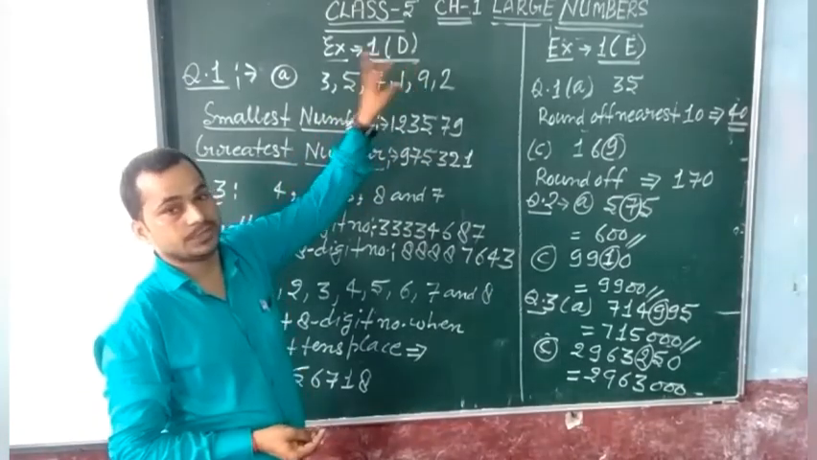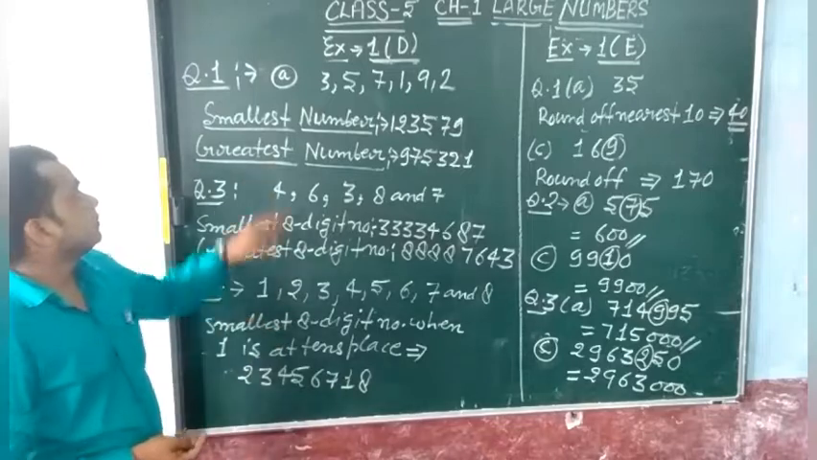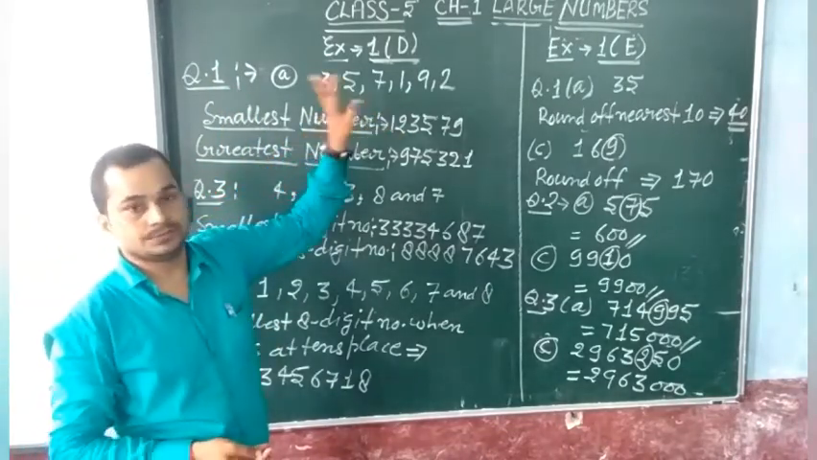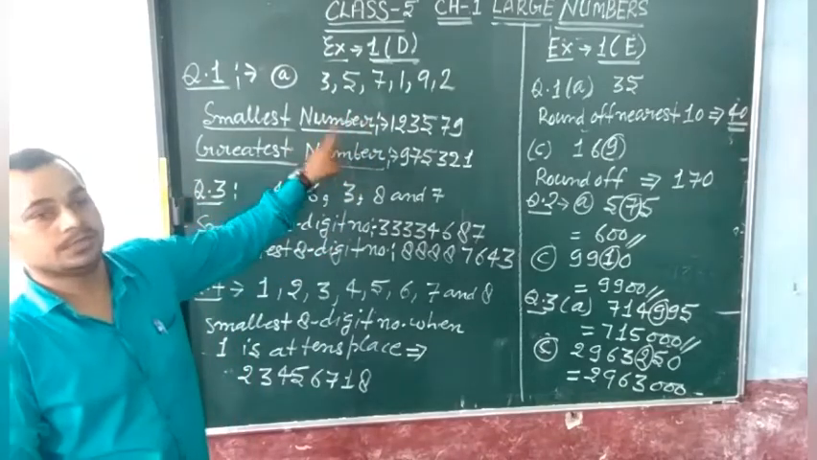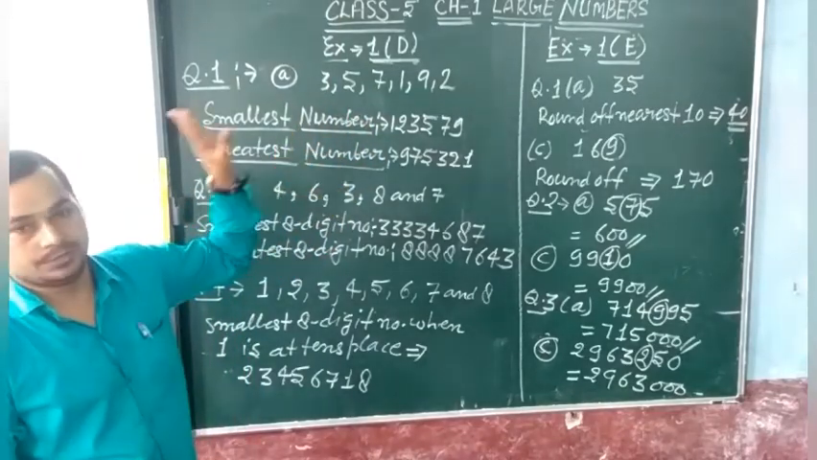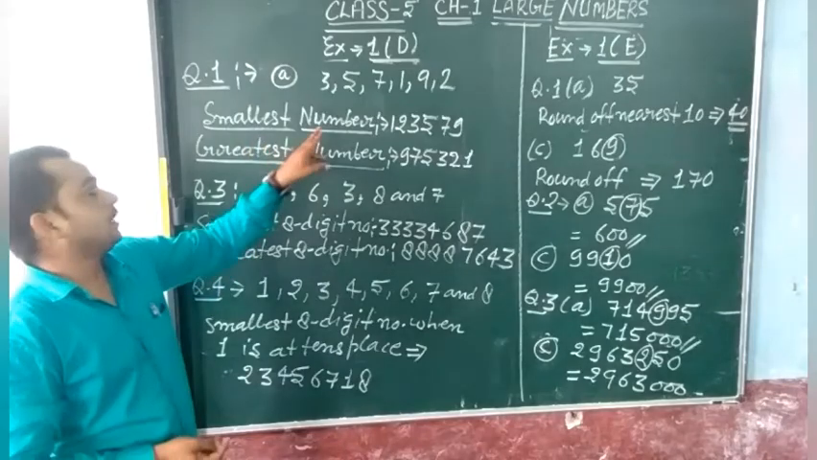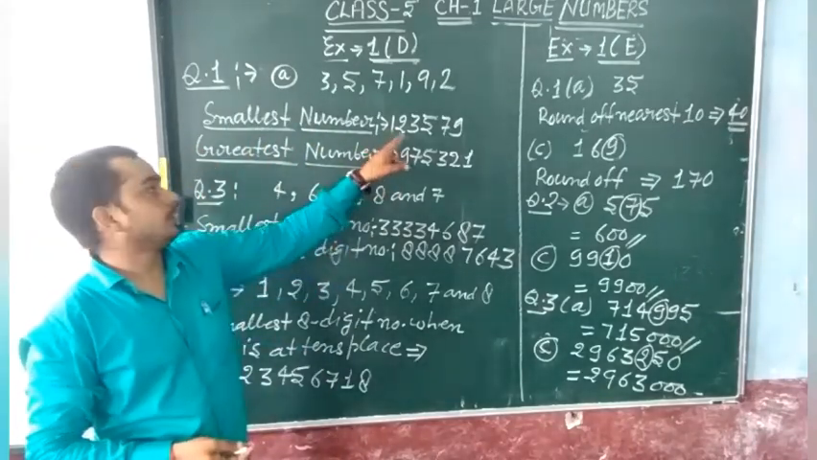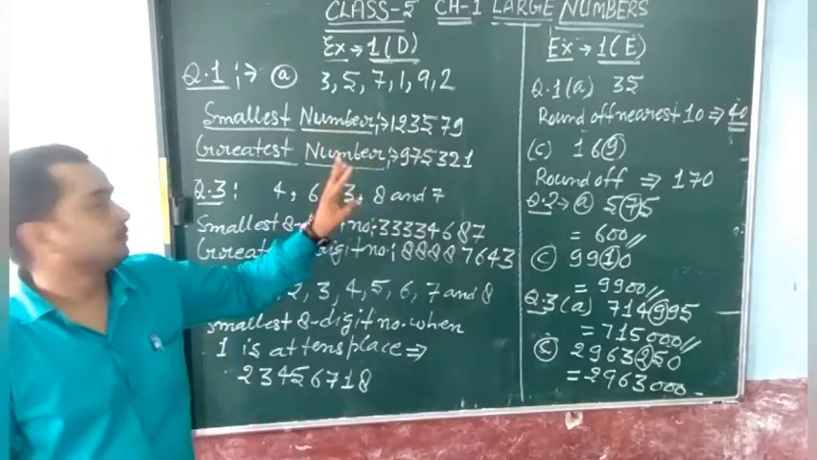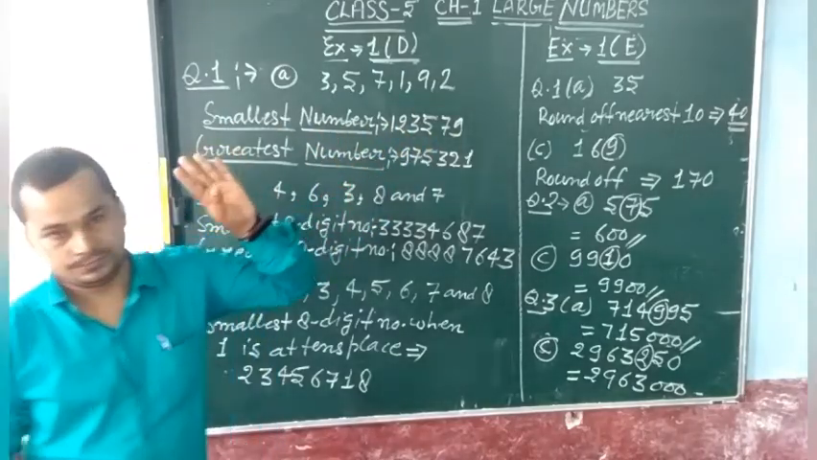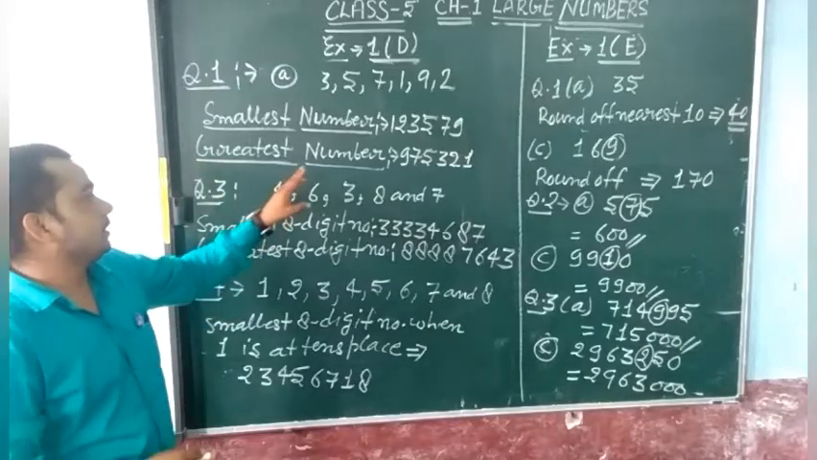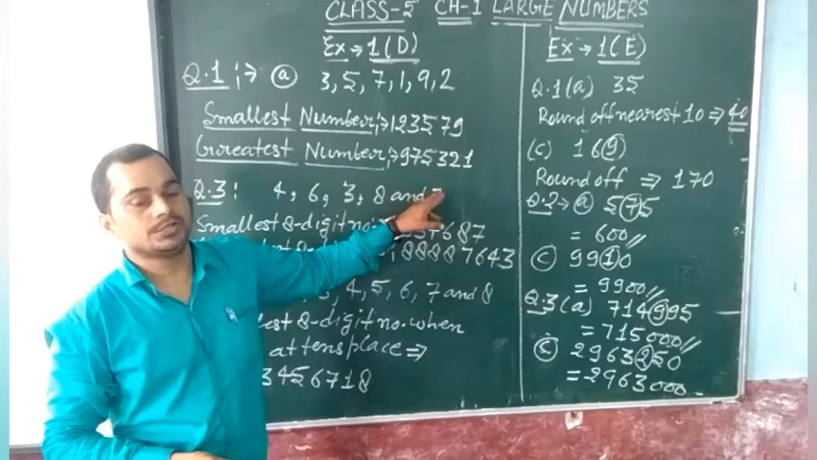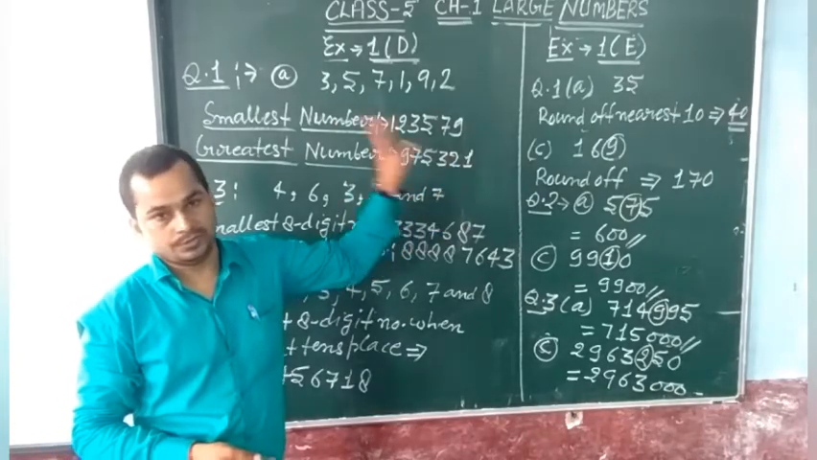Exercise 1D explanation. Question 1. From the given digits, write the smallest number and greatest number. So when we write the smallest number, we arrange the given digits in ascending order. And when we write the greatest number, we write the given digits in descending order.